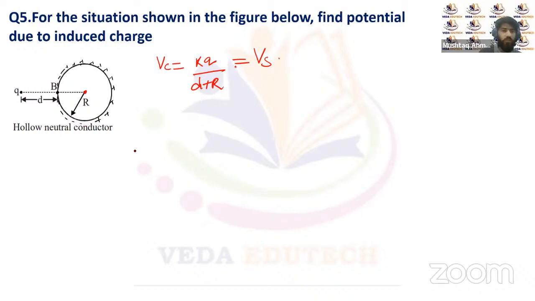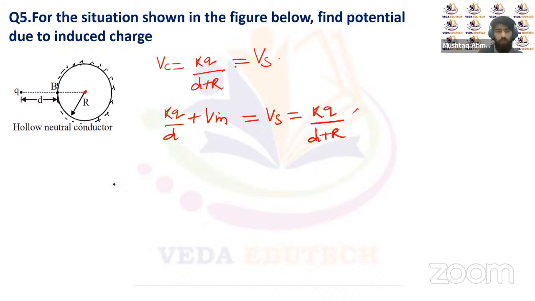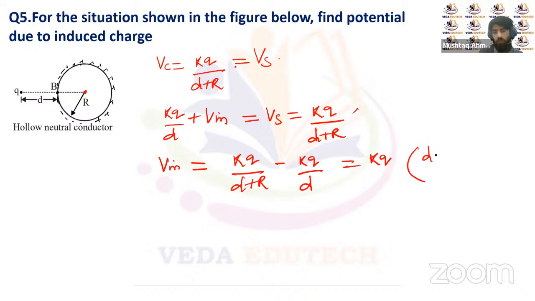Now the total potential on the surface will be the potential because of the charge q, that is kq over t, plus the potential because of the induced charge. That will be equal to kq upon t plus r. So the potential because of the induced charge on the surface will be kq upon t plus r minus kq upon t. Taking kq as common, it will be t minus t minus r upon t multiplied by t plus r.